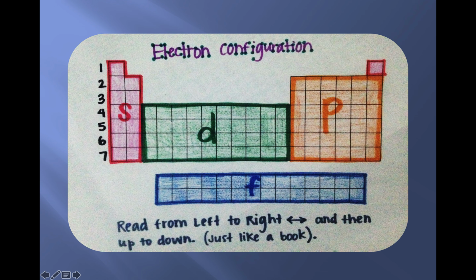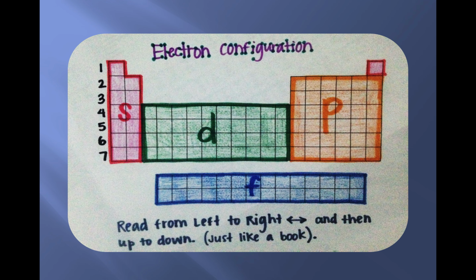So we talked about electron configuration before, and I said that we were going to learn how to read it from the periodic table. We can use the periodic table to help us figure out the electron configuration of different elements. Instead of using the orbital diagram like we did before, this time we're going to use the period number, the label of the orbital, and then we're just going to count simply how many elements into that orbital we are.